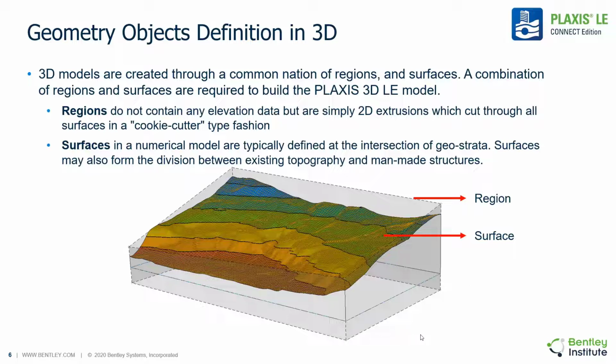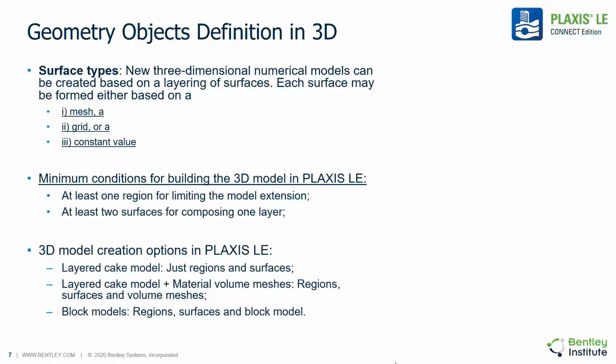Surfaces in a numerical model are typically defined at the intersection of the geostrata. So we can use surfaces, as we can see here, for the division between existing topography and man-made structures or between subsurface layers of our model. A surface in PLAXIS 3D LE can be formed either based on a mesh, a grid, or a constant value. So the surface would be a constant elevation. We have these three possibilities of representing a surface in PLAXIS 3D LE.